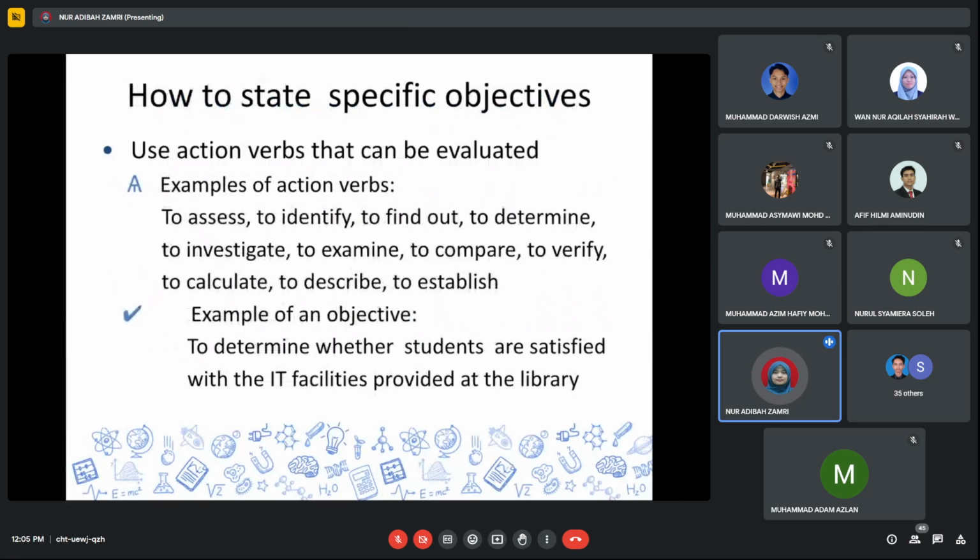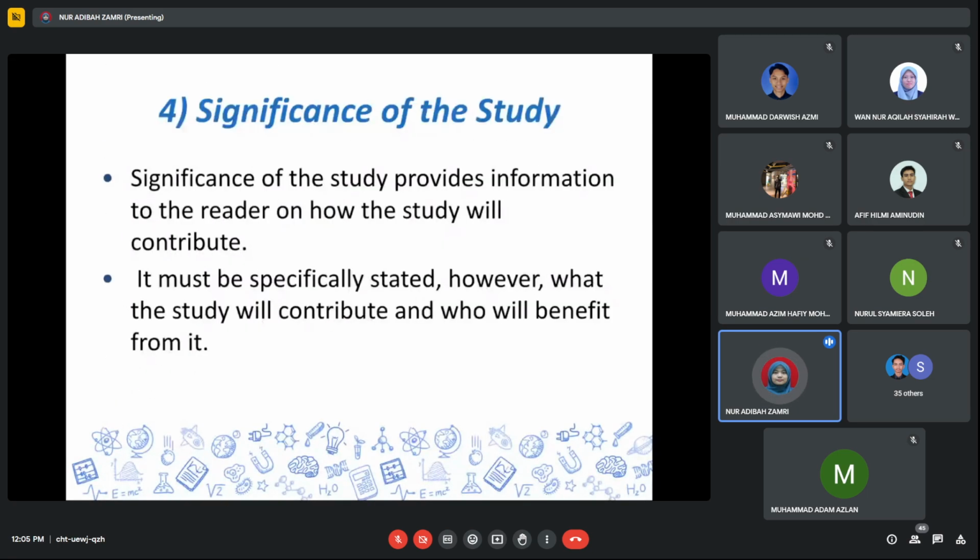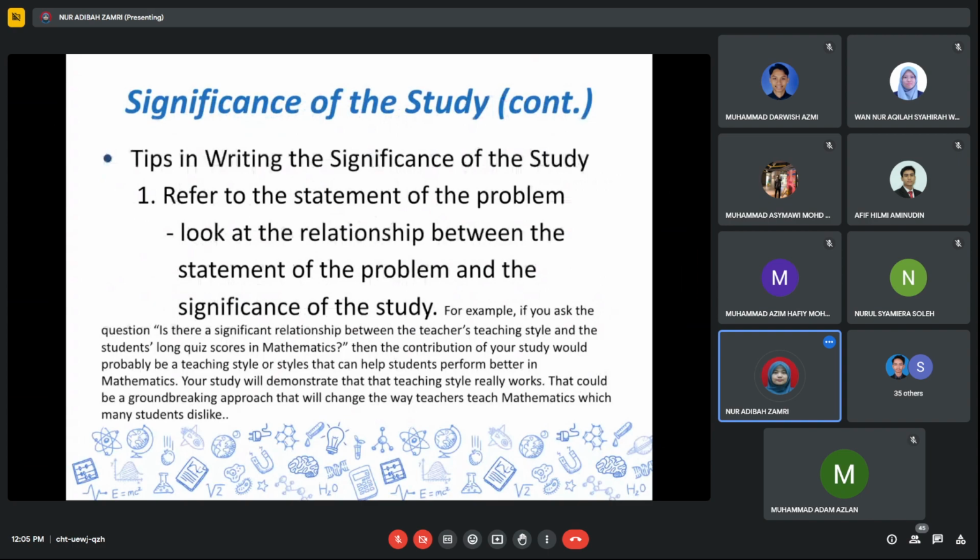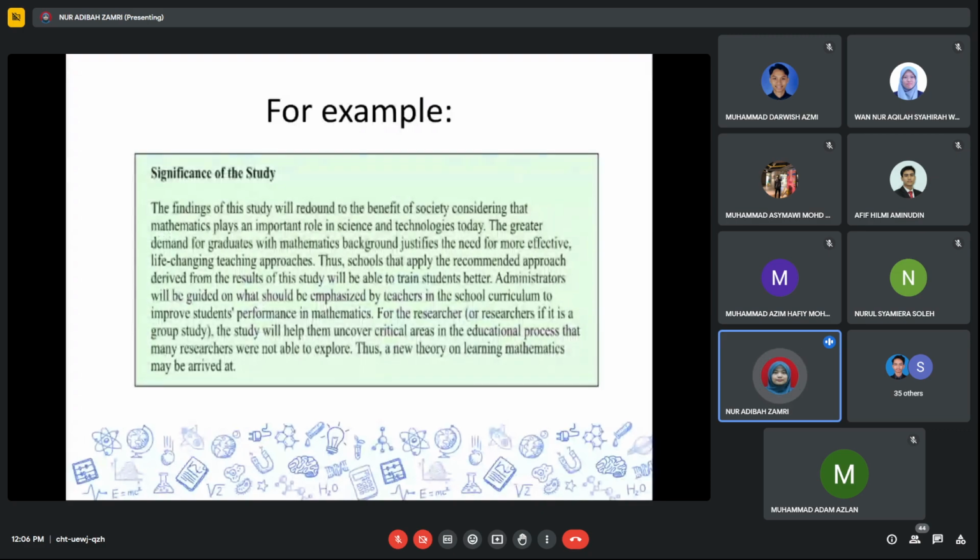And then moving on to number 3, the significance of the study. This one we also touched on just now. Significance of the study provides information to the reader on how the study will contribute. It must be specifically stated what the study will contribute and who will benefit from it. So you have to mention at least 2 to 3 points, yeah, 2 to 3 points, on who will benefit from it. For example, students, lecturers, and so on.